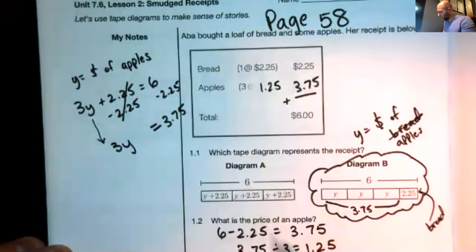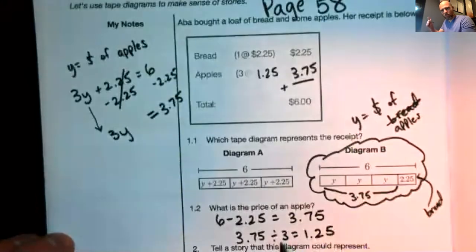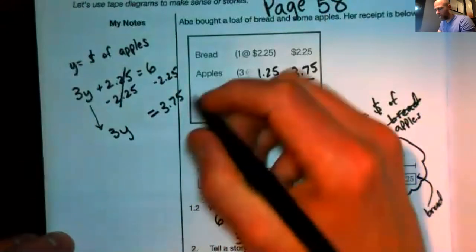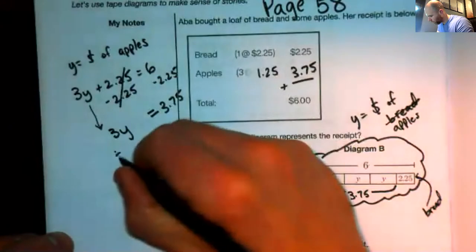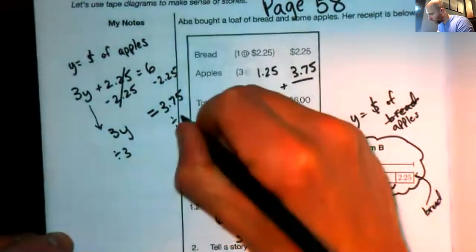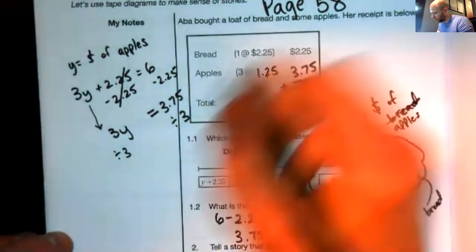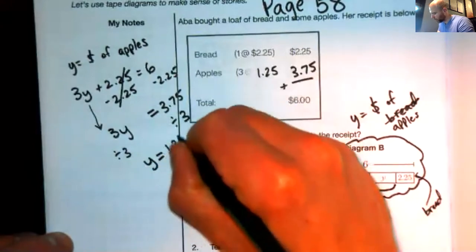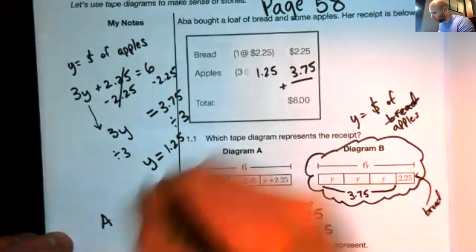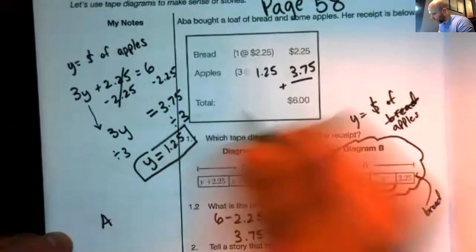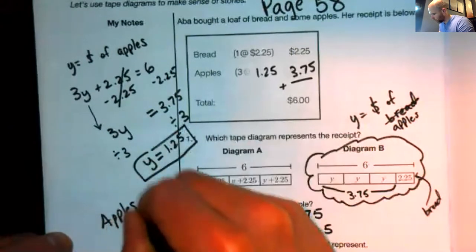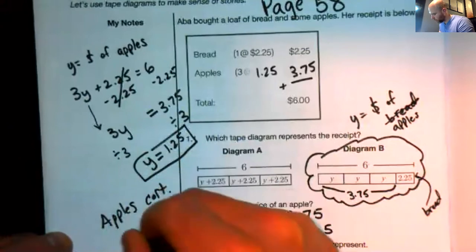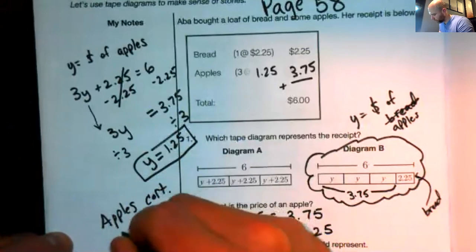Now, just like I did here, I'm going to divide by 3 to split that 375 equally into each y. But I have to do it to both sides of the equal sign to keep it fair. And what I get is y equals $1.25. And so I write an answer. Oh, always box your solution. Apples cost $3.75.